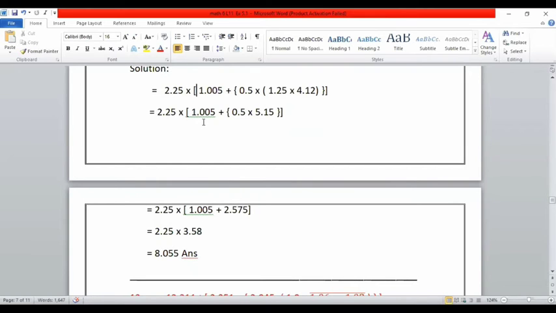Now here the 1.005. This bracket should be done after multiplication. 1.005 plus 2.575. When you add these two numbers, 5 plus 5 is 10, no need for the 0, 0 is carried. Then it will become 7 and 1, 8, and we are getting 3.58.